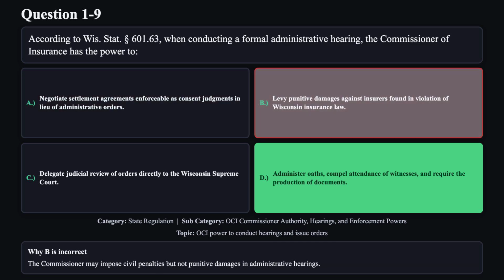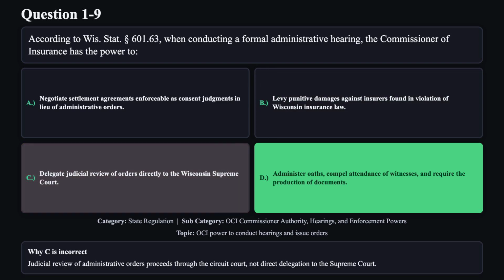Reason B is not correct. The Commissioner may impose civil penalties but not punitive damages in administrative hearings. Reason C is not correct. Judicial review of administrative orders proceeds through the Circuit Court, not direct delegation to the Supreme Court.